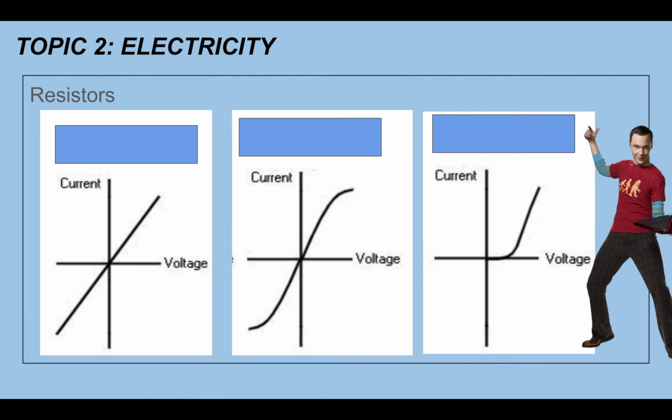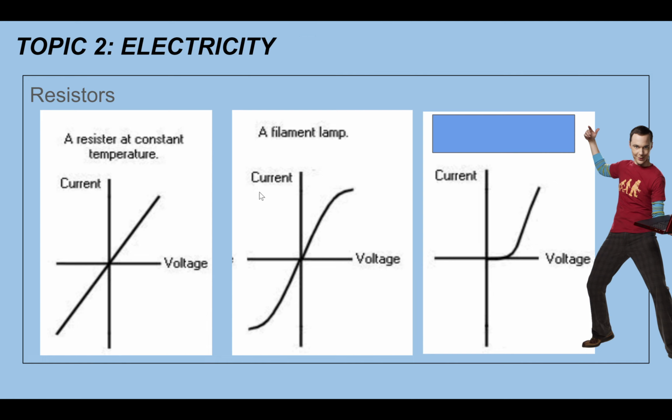So you're going to want to know what the resistors are titled. So this is a resistor at a constant temperature. I don't know if resistor is spelled right. Constant temperature obviously is constant here, we know. This is a filament lamp, and this is a diode.